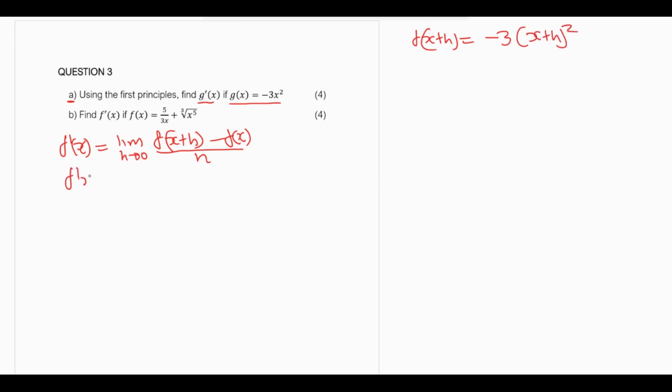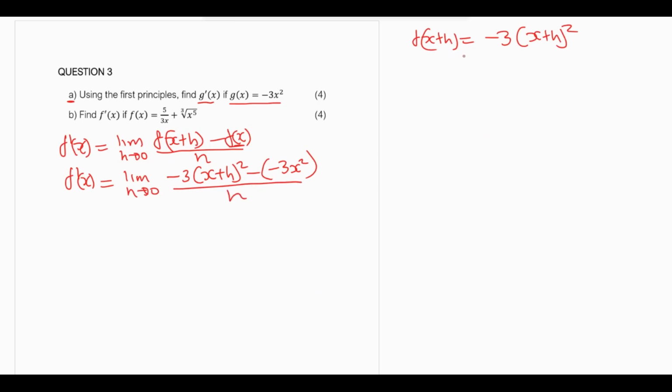So f prime x is equal to lim h approaching 0, and then negative 3 times x plus h squared minus, and then f of x must be in the bracket, minus negative 3x squared, that is minus f of x, divided by h.